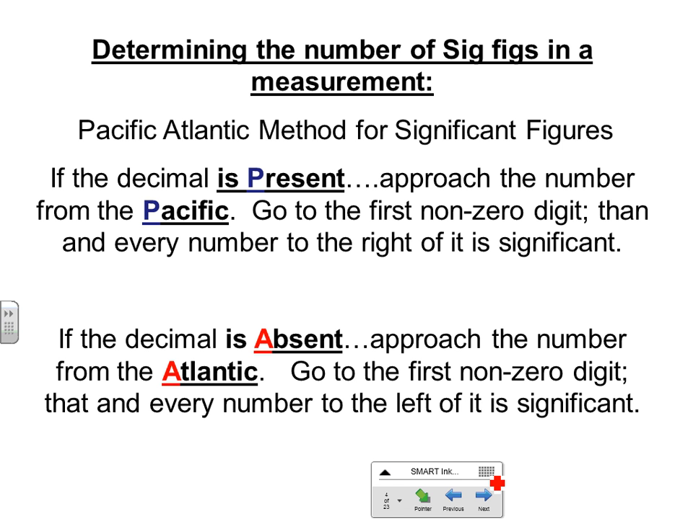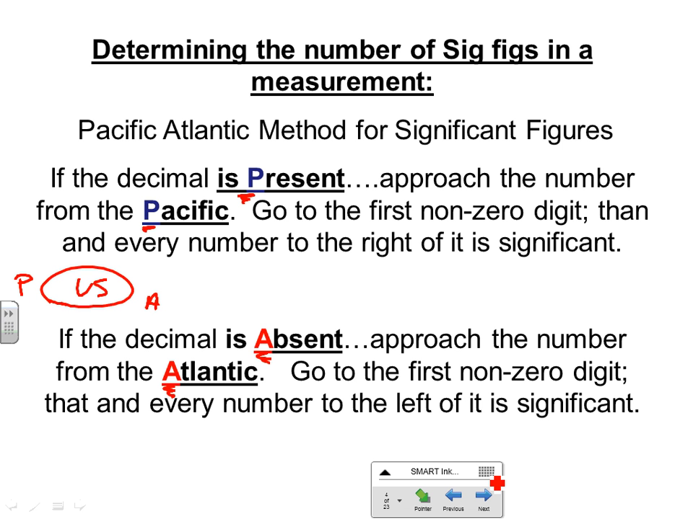It's very, very easy. When you want to figure out how many significant figures are in a measurement, you need to count from the Pacific or the Atlantic, depending on whether a decimal is present or absent. You've got the U.S., the country: the Atlantic is over here, the Pacific is over here, so please don't forget that. If your decimal is present, you approach the number from the Pacific, P and P. If the decimal is absent, you approach the number from the Atlantic. And then you count everything as you pass the placeholders.